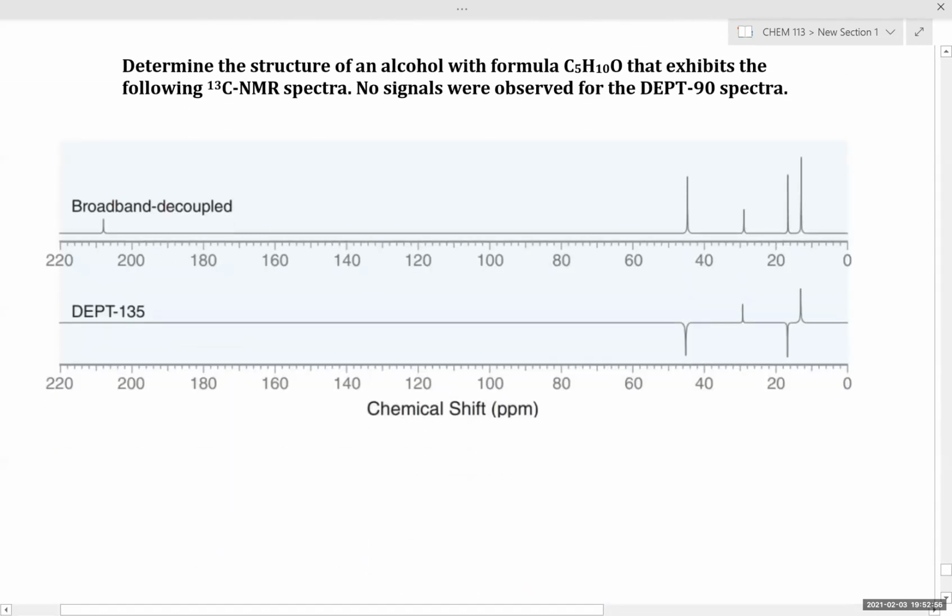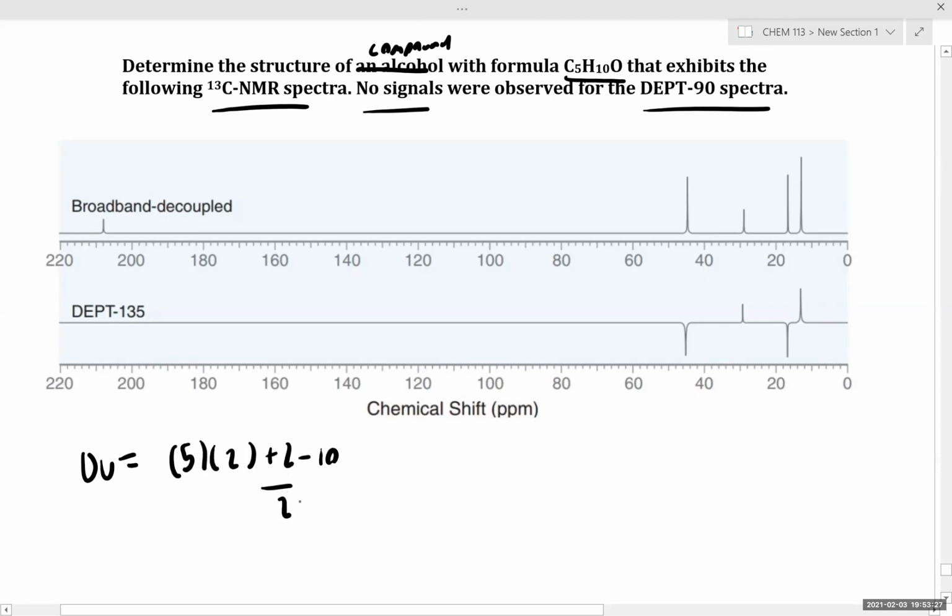I'd like you to draw the structure of just a general compound. In this case, it doesn't have to be an alcohol necessarily, but a compound with the formula C5H10O that exhibits the following carbon-13 NMR spectra, and no signals were observed for the DEPT 90 spectra. So in this case, it may be an alcohol or it may be something else. One thing to note, our DU in this case is 5 times 2 plus 2 minus 10 over 2, which gives us a DU of 1. So what would that correspond to?